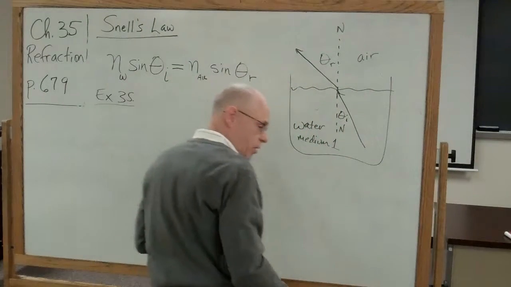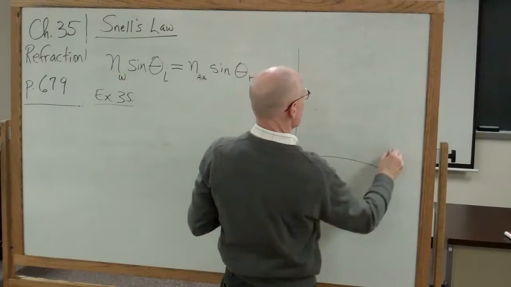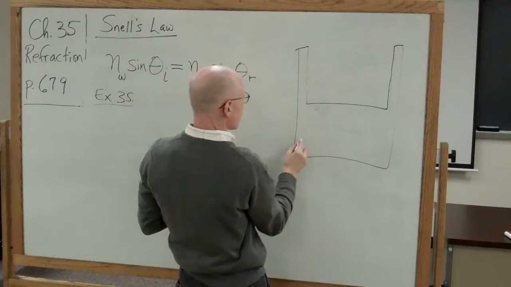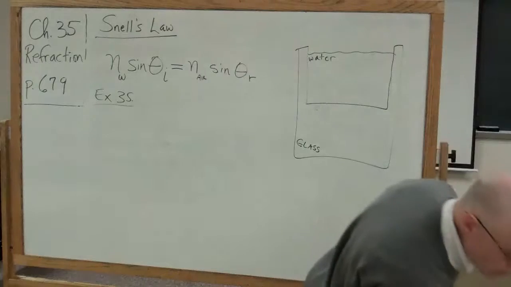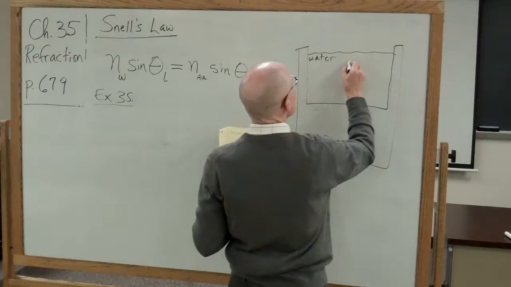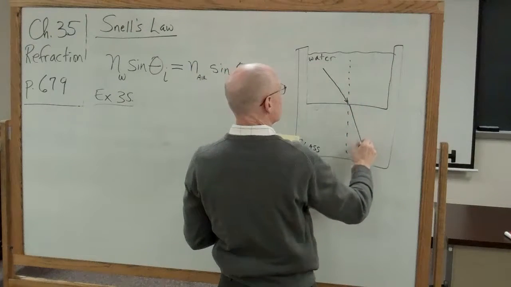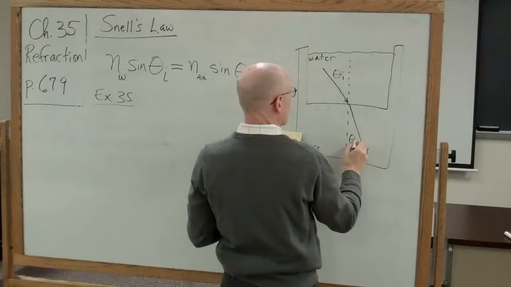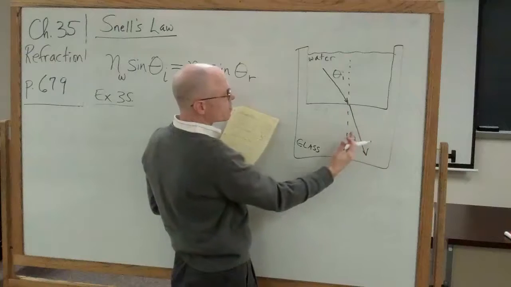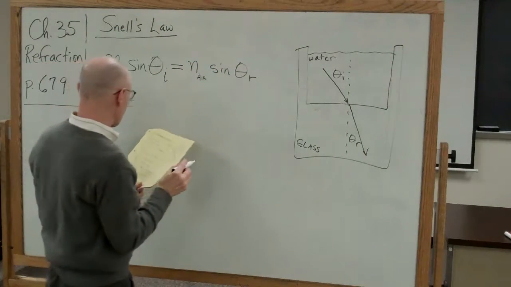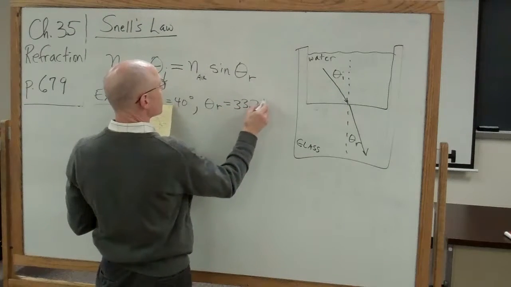So a sketch is provided for you on this one. What they're suggesting is you have some container that looks like this. You have glass and you have water, and the light ray is passing from the water into the glass. And as the light ray goes from the water into the more dense material, glass is more dense than water, the light ray turns towards the normal line. You're given angle of incidence is 40 degrees, angle of refraction is 33.7 degrees.